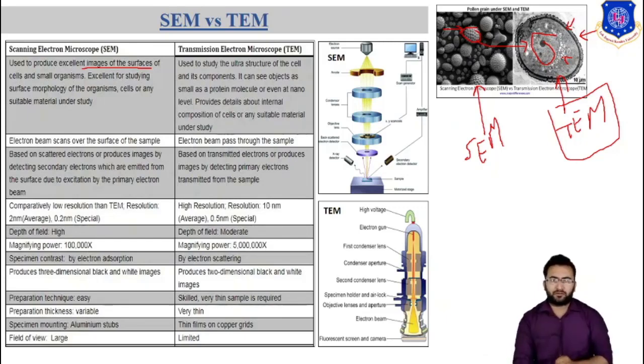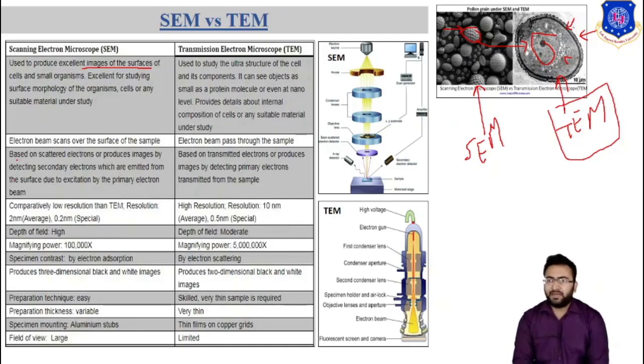scanning electron microscopy. So if we want to just understand surface morphology, we are going to go through the SEM, but if we want to understand the detailed structure of the membrane, or what the various components are and what happens inside the membrane, then we have to go for the TEM, or transmission electron microscopy.